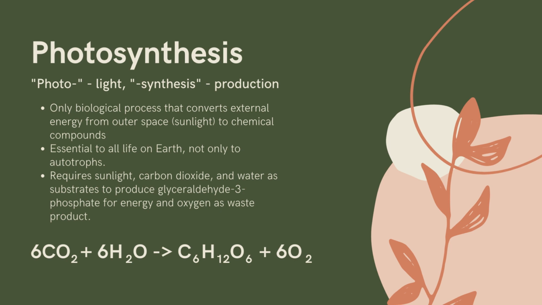So it requires sunlight, carbon dioxide, and water as substrates to produce glyceraldehyde 3-phosphate for energy, and oxygen as a waste product. The main product of this reaction is glyceraldehyde 3-phosphate, which is a simple sugar. This simple sugar will then be converted to more complex sugars such as sucrose, fructose, maltose, and so on. So just recall your biochemistry or biochemical compounds.